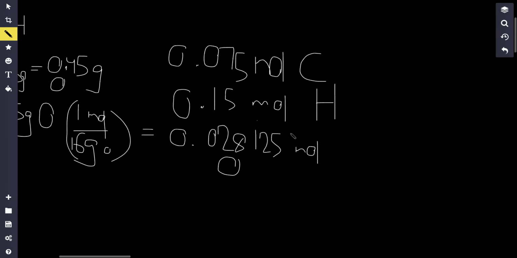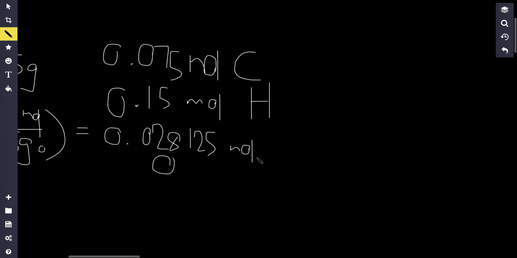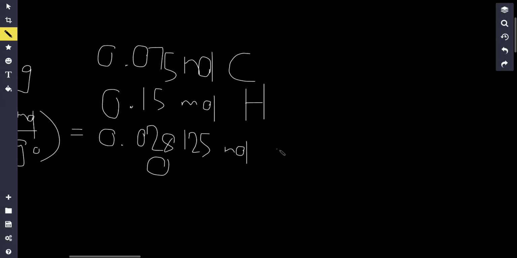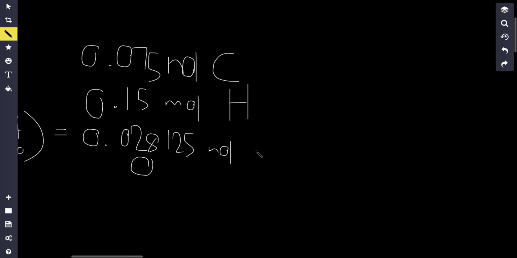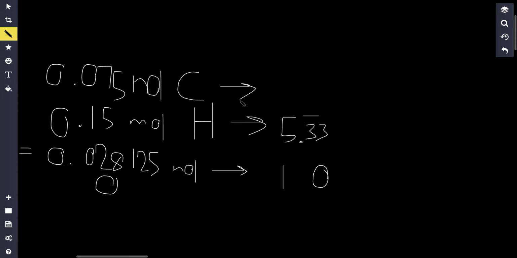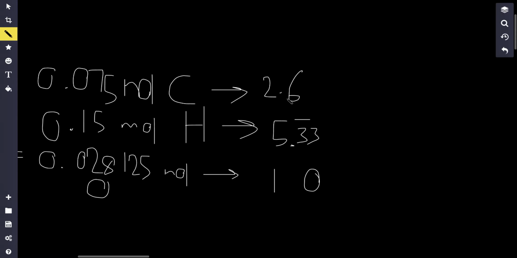Now, what I'm going to do is divide each one of these numbers by the smallest amount of moles I have. Notice how the least amount of moles I have is oxygen, right? That means that I'm going to divide every number by 0.028125. If I divide this by itself, I'm just going to have 1 oxygen. If I divide 0.15 by 0.028125, I'm going to get 5.333 repeating. And if I do the same for carbon, 0.075, I'm going to get 2.66666 repeating.